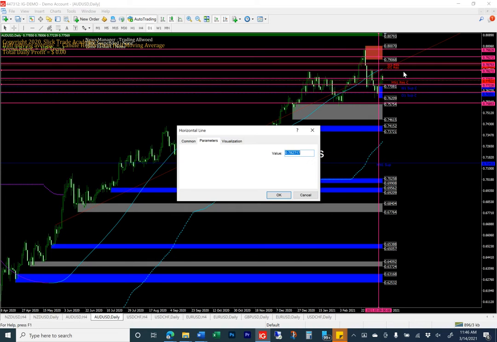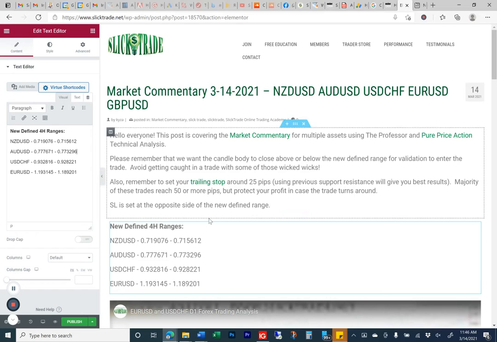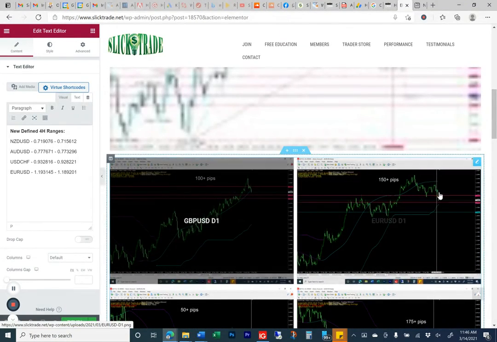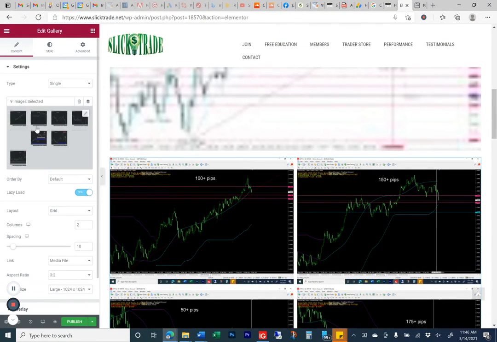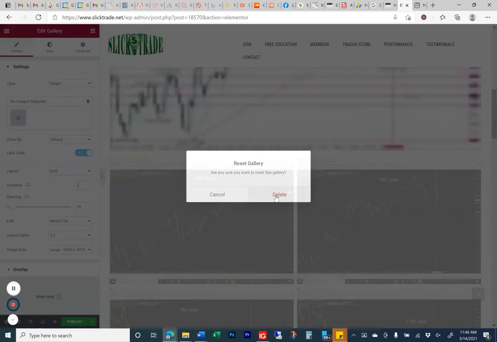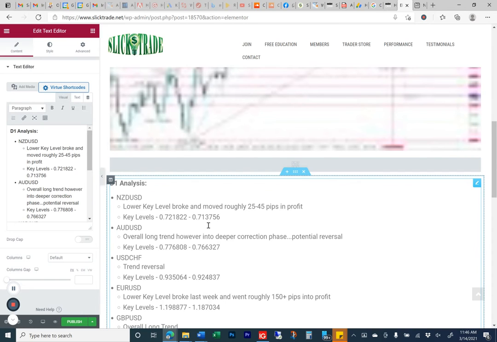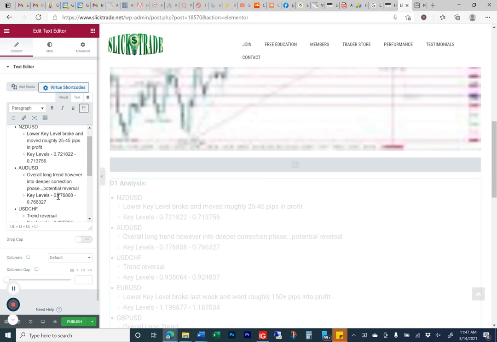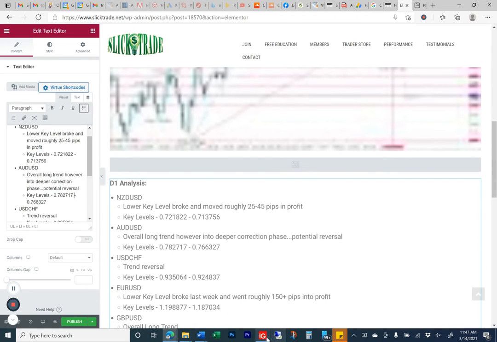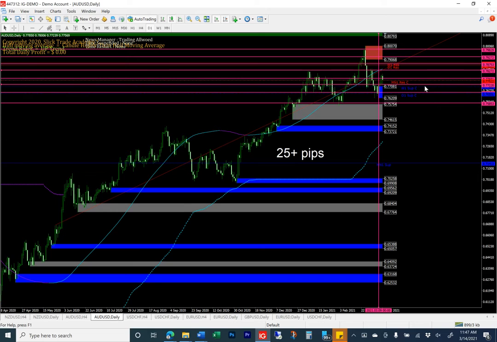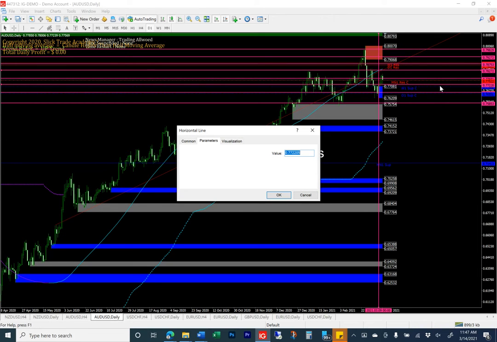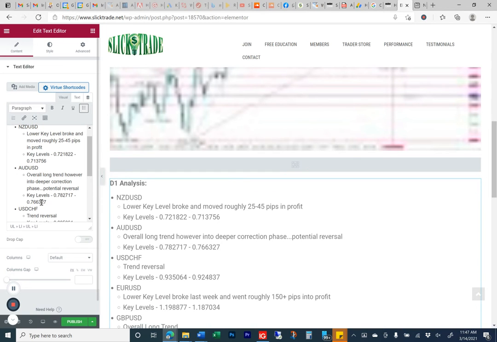I would say if you're not in this trade already, then here's your new defined range or new key levels, whatever you like to call it. Here, let's remove these out of here. Trash this, delete. Okay. So new key levels are here, and 0.772205.